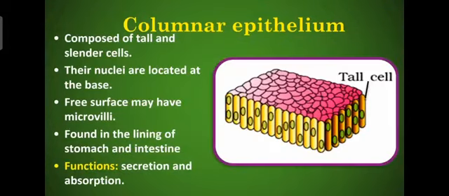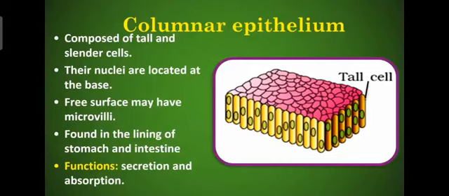Next, columnar cells. As the name indicates, column-like, columnar. It is composed of tall and slender cells. You can see in the diagram, tall and long cells are there. Their nuclei are located at the base. Then the free surface may have microvilli. In some organs, the free surface has many foldings. Those are called microvilli. In this diagram, it is not there.